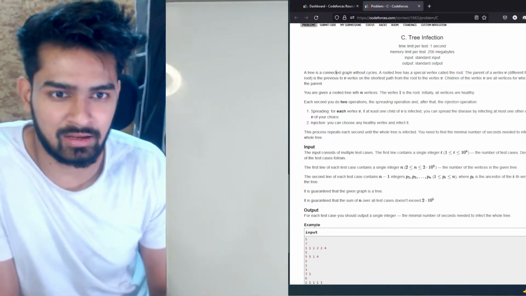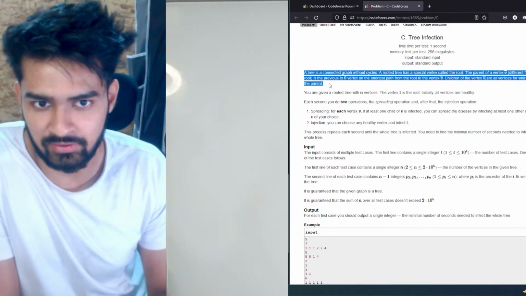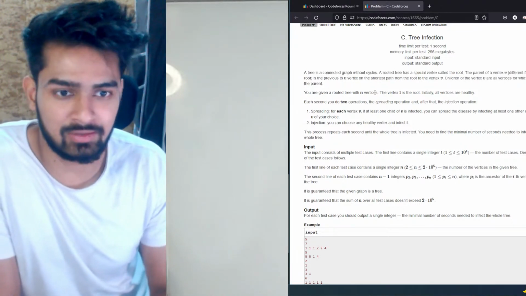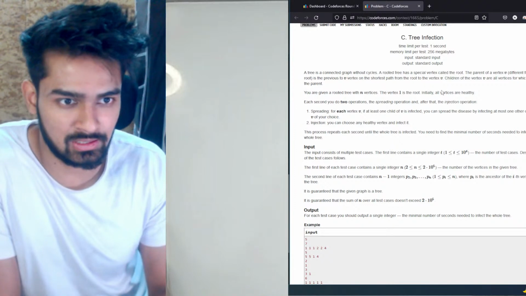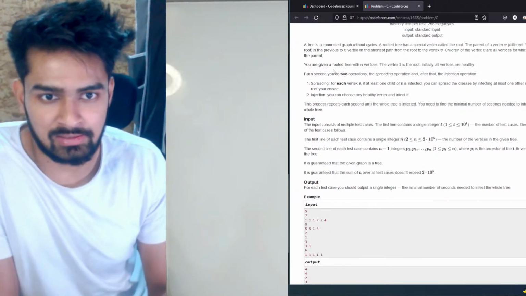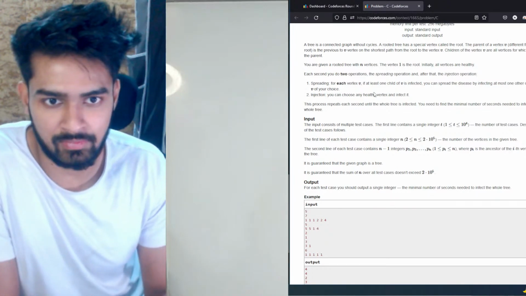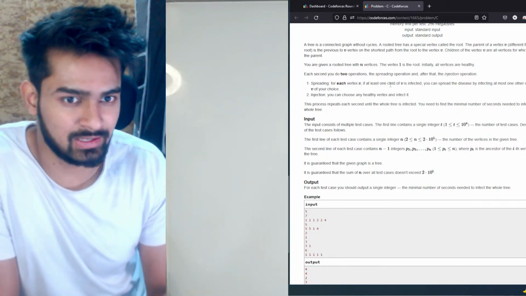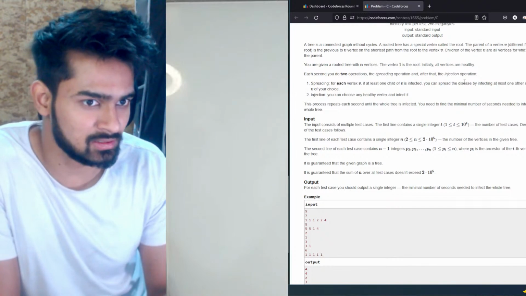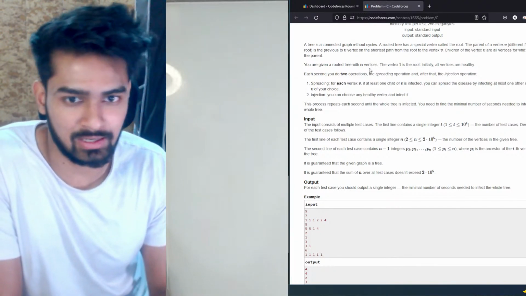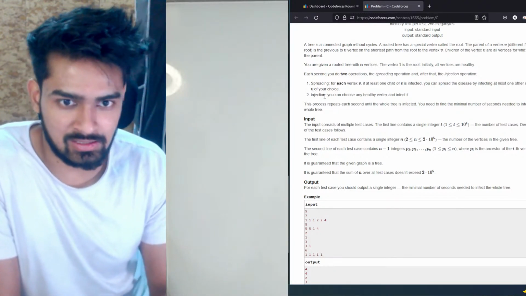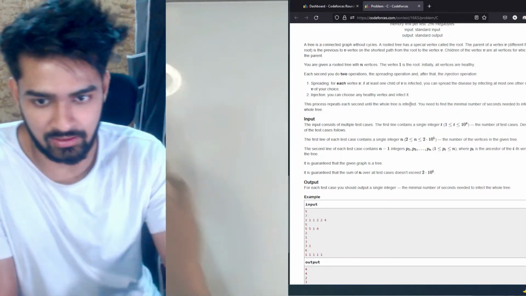A tree is a connected graph, okay, this is just the definition of a tree. We're given a rooted tree with n vertices. The vertex 1 is the root. Initially, all vertices are healthy. Each second, you do two operations, the spreading operation and after that, the injection operation. Spreading: for each vertex V, if at least one child of V is infected, you can spread the disease by infecting at most one other child of V of your choice. Injection: you can choose any healthy vertex and inject it.